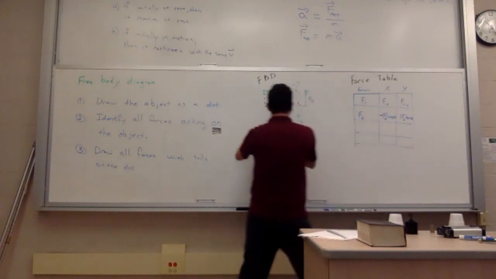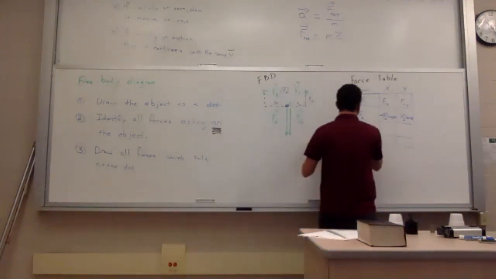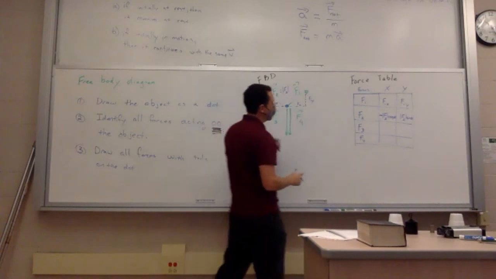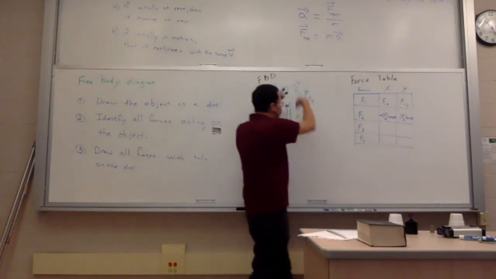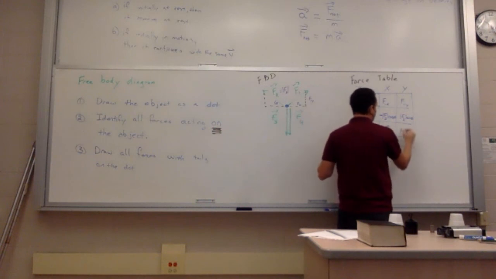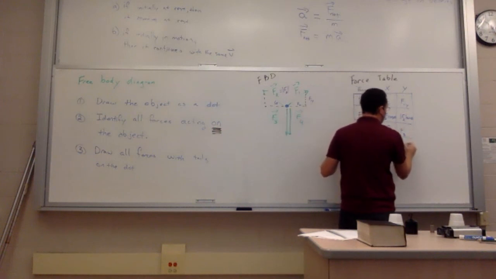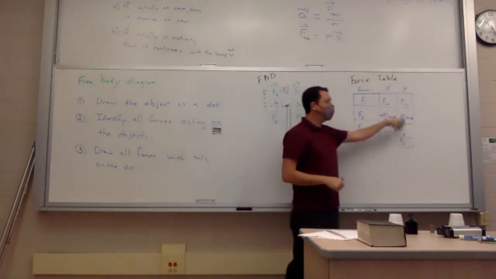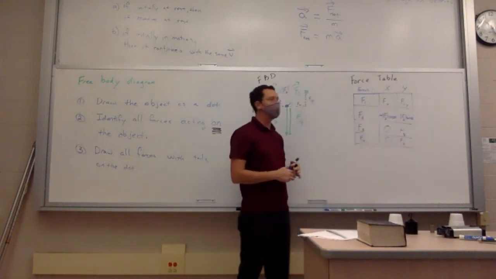So for example, forces 3 and 4, I didn't give numbers. But what I do know is they're going straight down. So I put zeros here, and I just say F3 and F4 go in the y column, because they point only in the vertical direction, the y direction.